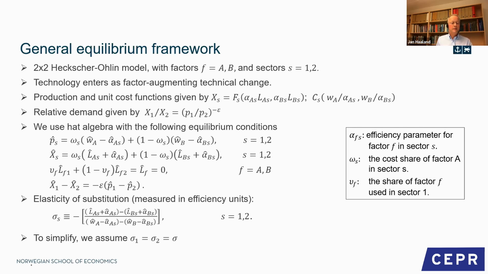So what we'll do is use this framework to focus on how various combinations of these alphas, the factor augmenting technical change, affect relative prices and relative employment, and in particular relative wages and employment in the two sectors. To do that, we start with some definitions.